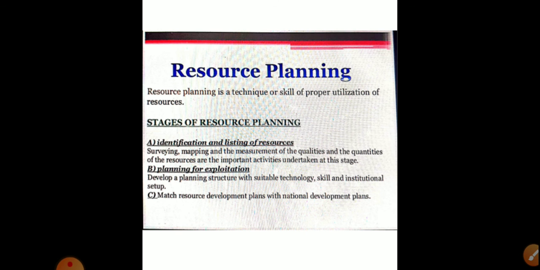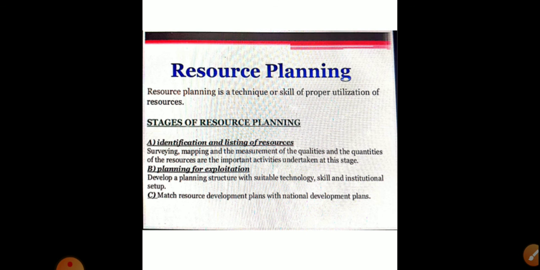In this we involve surveying. हम सर्वेइंग करते हैं, मैपिंग करते हैं. इसके अलावा हम एस्टिमेट लगाते हैं कि कैसी क्वालिटी है और कैसी क्वांटिटी है. इसके अलावा हम मेज़रमेंट करते हैं कि कहाँ पर कितने रिसोर्सेज हैं.